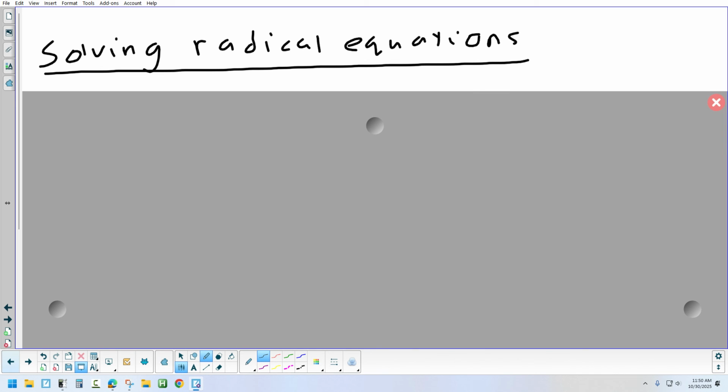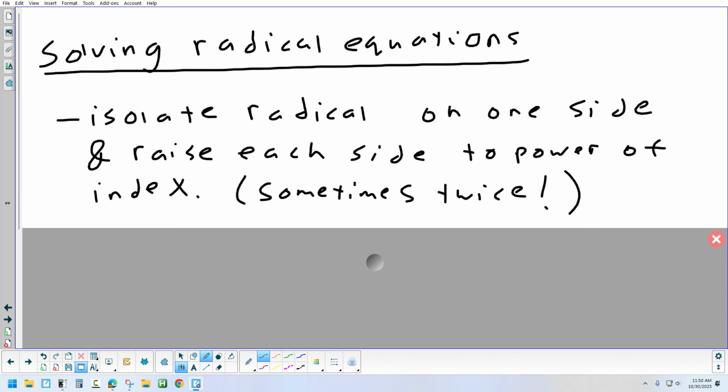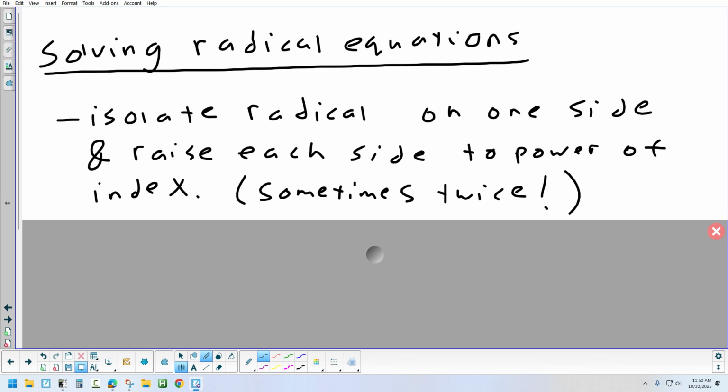But I want to focus on the harder part, which is doing it algebraically. When you want to solve a radical equation algebraically, you have to isolate the root. If you have an equation that has more than one root, isolate one of them. It doesn't matter which one, just isolate one of them. And then you need to cancel out your root by raising to a power.